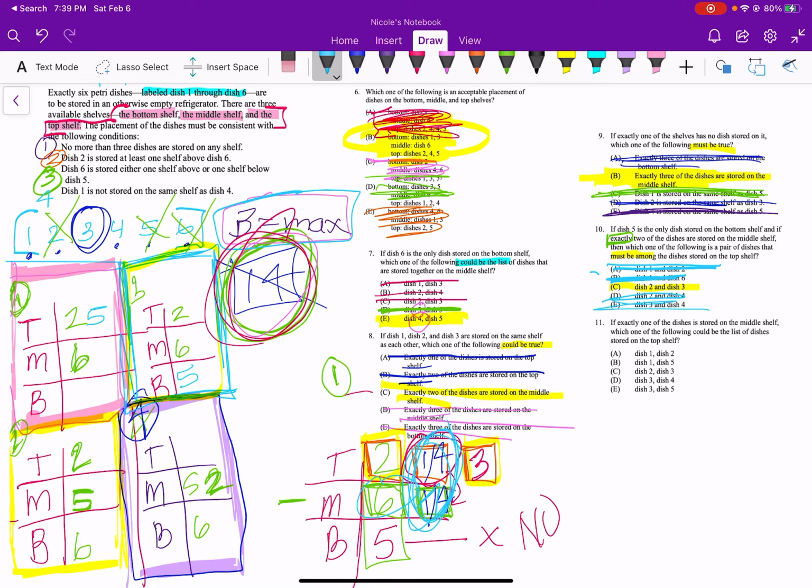All right, last question. Thank you for being with me so far. If exactly one of the dishes is stored on the middle shelf, which of the following could be the list of dishes stored on the top shelf? All right, so if there's only one on the middle shelf, who could it possibly be? Well, it looks like it either could be 5 or it could be 6. So let's pay attention to just those two.